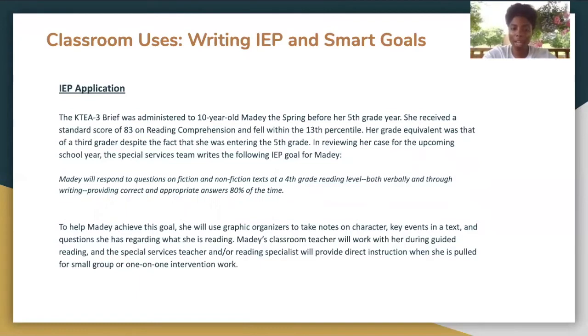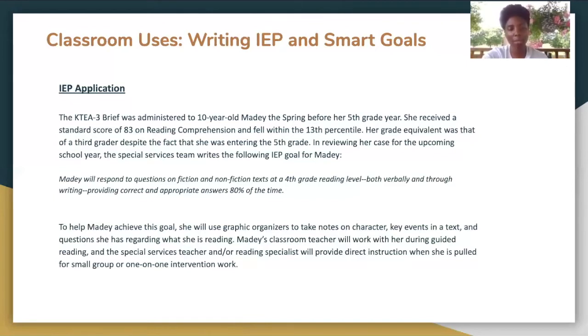The reason why the 4th grade reading level was selected was so that Maddie is not challenged too far beyond what she's able to do currently, but it's kind of right within the range of challenge that she needs. And then to implement this, her teachers would work with her in using graphic organizers to take notes on things such as character, key events in a text, and questions that she may have regarding reading.